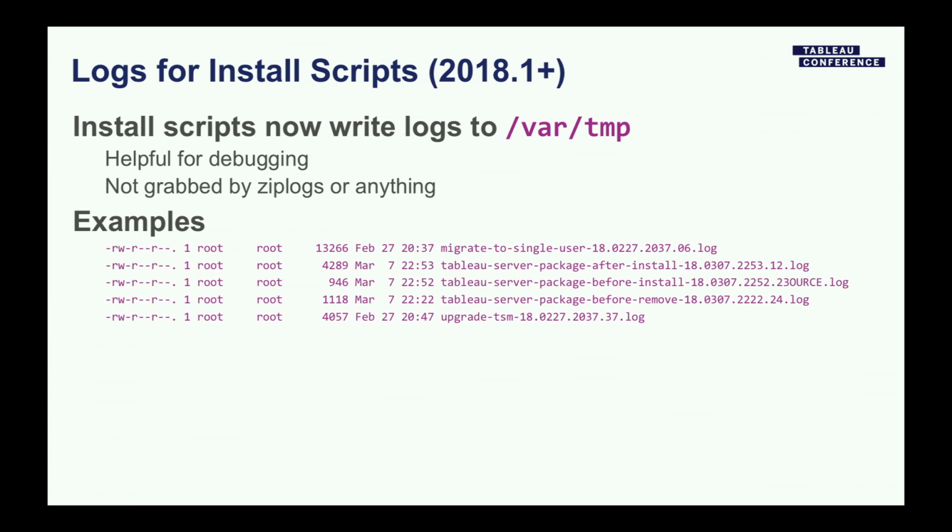A couple other things. In the 2018.1 release, all the installation scripts write logs to the var temp directory. This is useful sometimes for debugging. Most customers won't need it, but sometimes a customer has a very strange environment we haven't seen before. If there's some problem with one of our scripts, it's nice to have a log that shows exactly which line the script failed on and what happened. So we write these logs there automatically. They're not picked up by zip logs because you wouldn't need them except when you're doing an installation. So they're only used for debugging purposes.